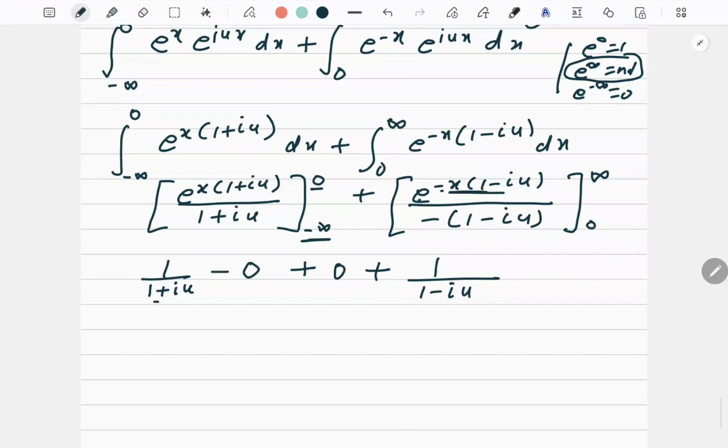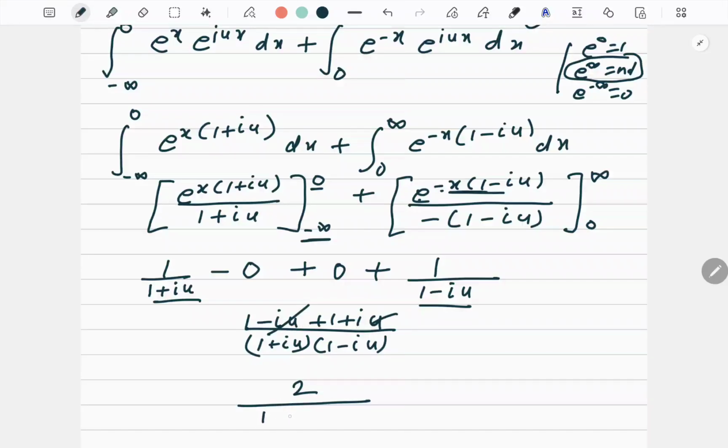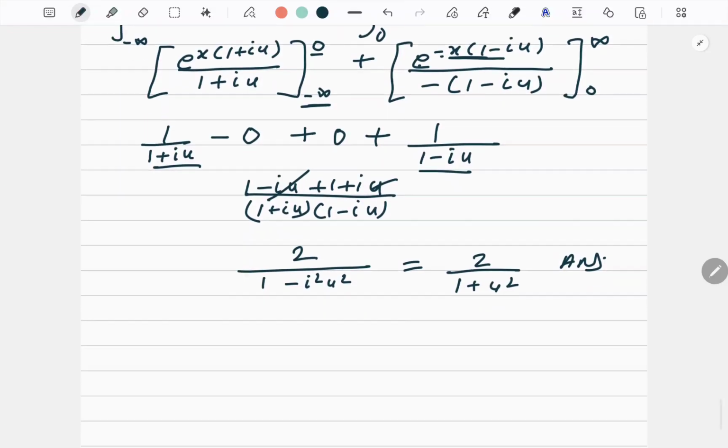So if I consider these two terms, take the LCM, 1 minus iu plus 1 plus iu upon (1 plus iu)(1 minus iu). Okay, so this and this gone. 2 upon, a plus b, a minus b formula is a square minus b square. So minus i square u square. So 2 upon, i square is minus 1, so 1 plus u square. So this is my answer. Simple, right? So this is a mod function. It looks like we feel it will be very complicated, but when you solve the question, the questions are very, very easy. So I hope you understood this.